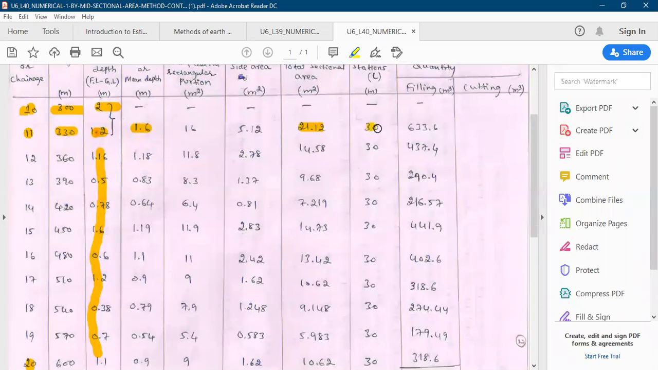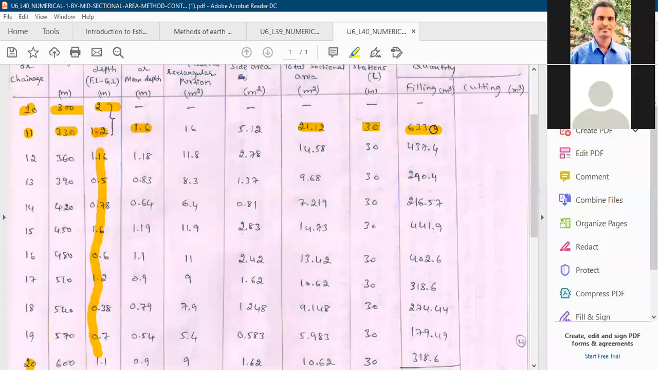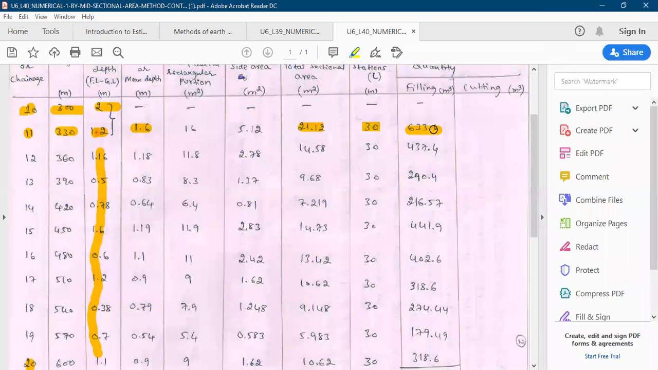So multiply by the length between each station. The length between station number 1 and 2 is 30 meters. This multiplication will give the volume of earthwork to be calculated in filling. So how can we say that it is filling? The difference between RL of formation and RL of ground is positive, so the D values are positive. That is where you can decide that you have to go for filling, right?